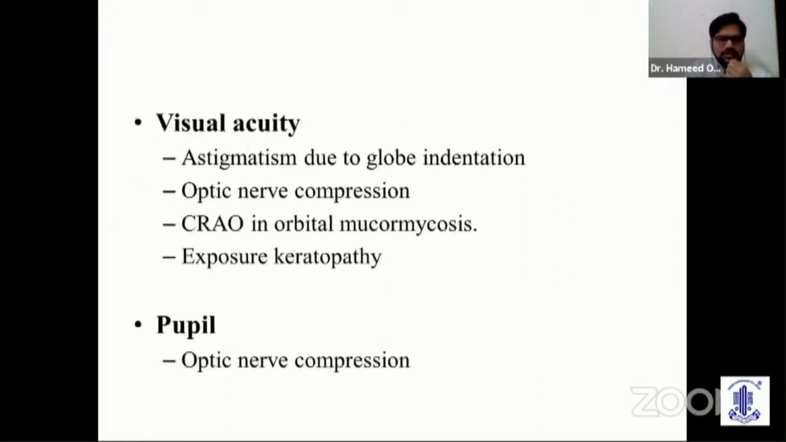Another very important examination in the case of proptosis is measuring the visual acuity. Visual acuity can be hampered because of astigmatism due to direct indentation of the globe by the mass. It can be because of optic nerve compression. It can be because of a central retinal vein occlusion or central retinal artery occlusion, or even exposure keratopathy because of massive proptosis can cause diminution of vision. Pupil reaction again indicates optic nerve compression if you find RAPD.